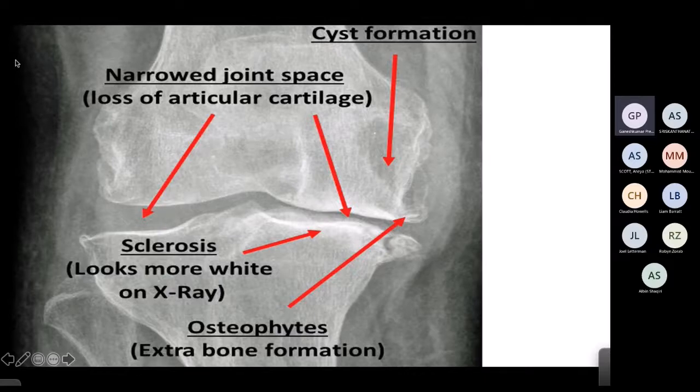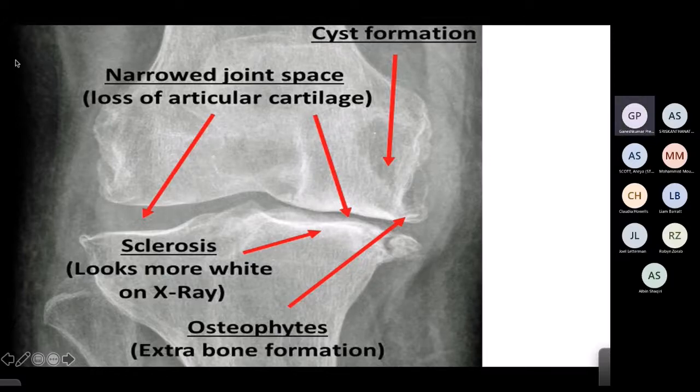You then get something called osteophytes. Osteophytes occur due to bone on bone rubbing or damage. When bones rub on each other, there's some localized inflammation, and over time, these little bony spurs form, and these are called osteophytes.